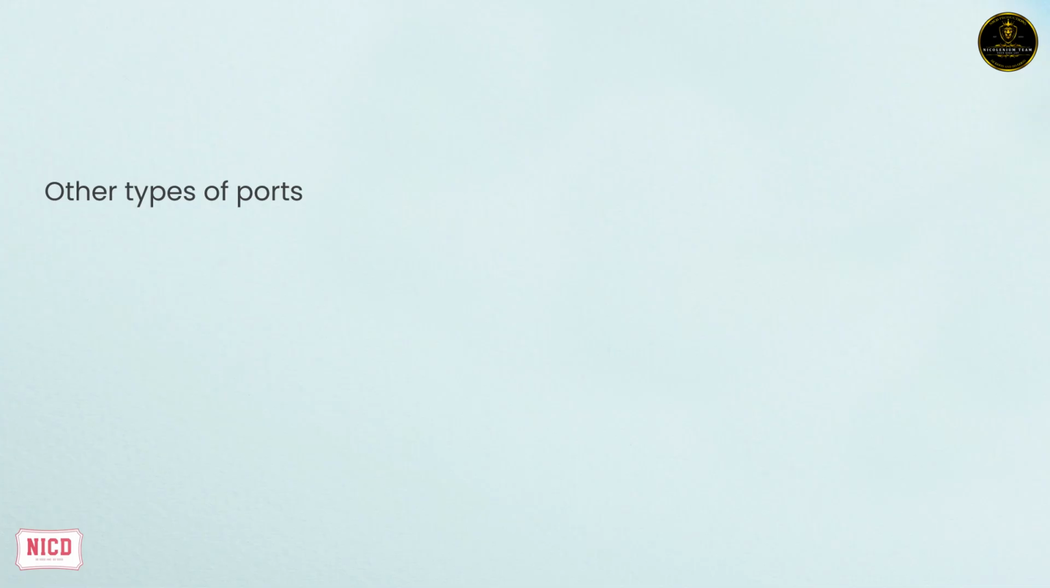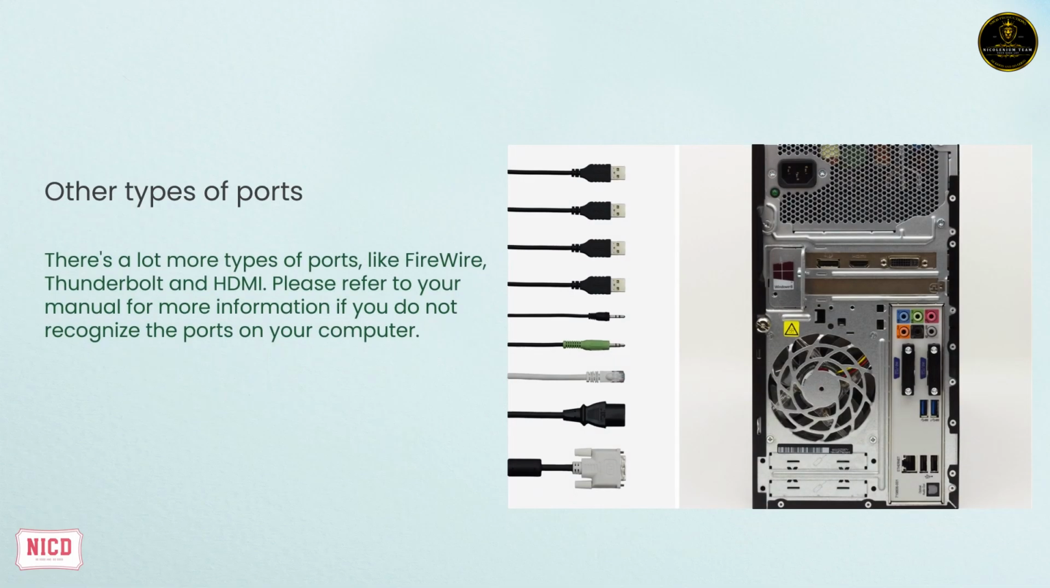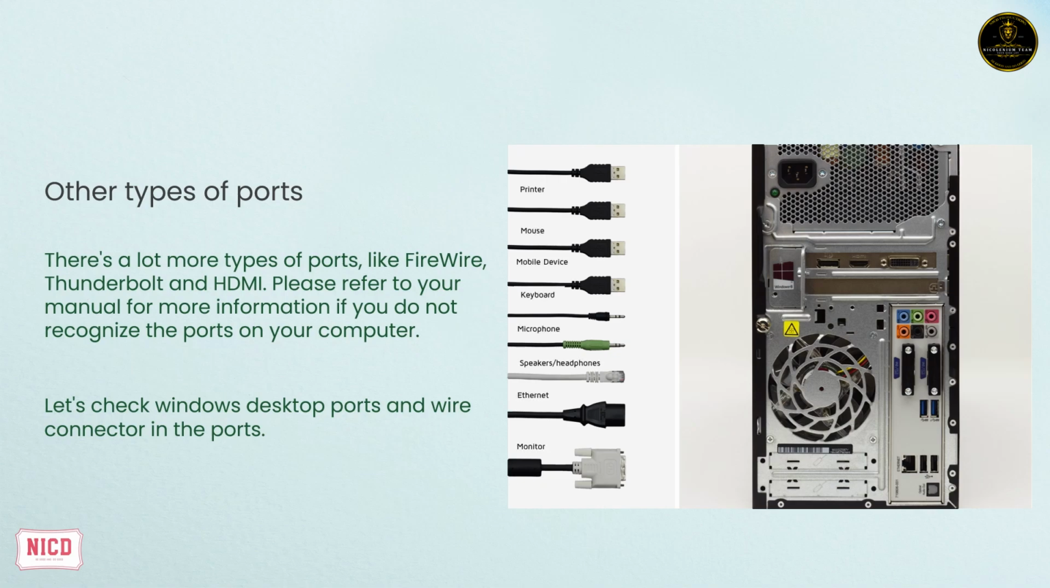Other types of ports. There are a lot more types of ports, like FireWire, Thunderbolt and HDMI. Please refer to your manual for more information if you do not recognize the ports on your computer. Let's check Windows desktop ports and wire connector in the ports. Printer, mouse, mobile device, speaker, headphones, power, monitor, Ethernet, keyboard, monitor, microphone.